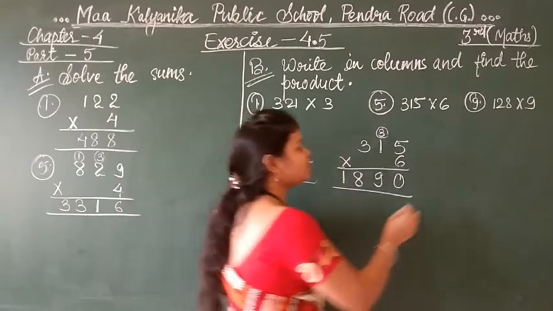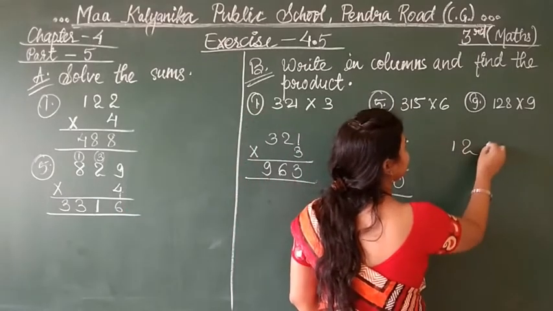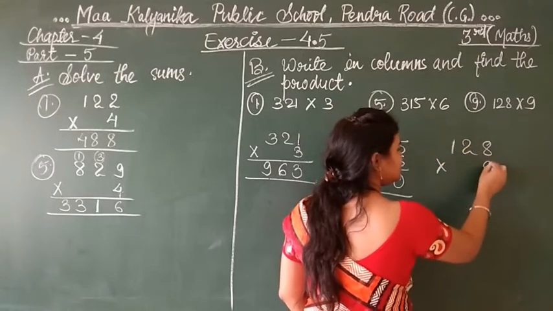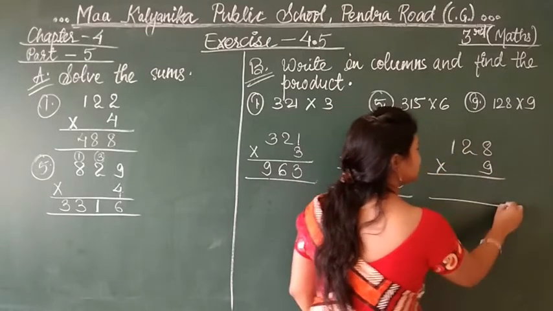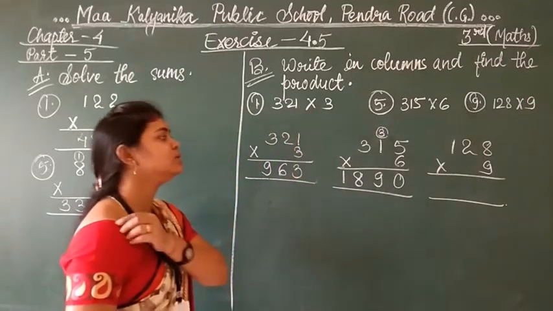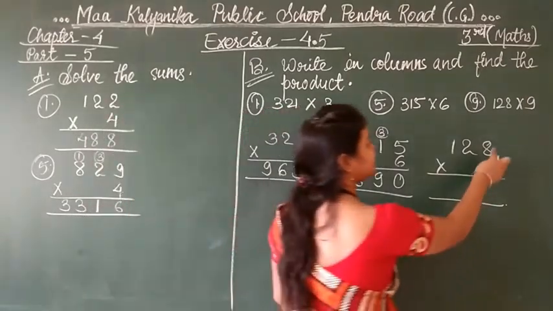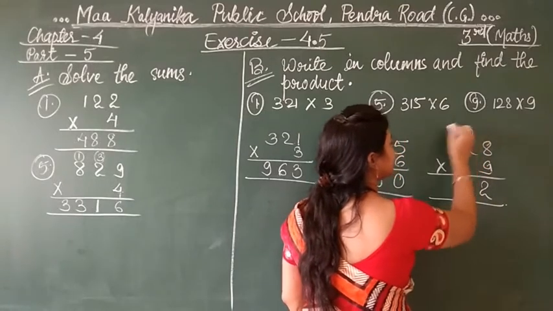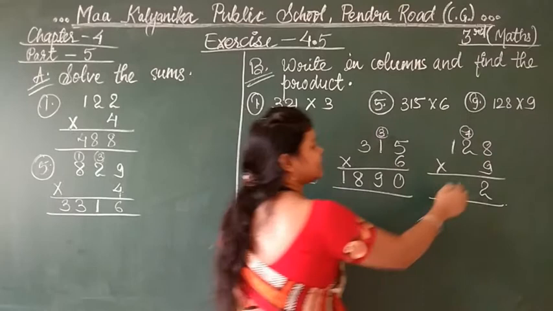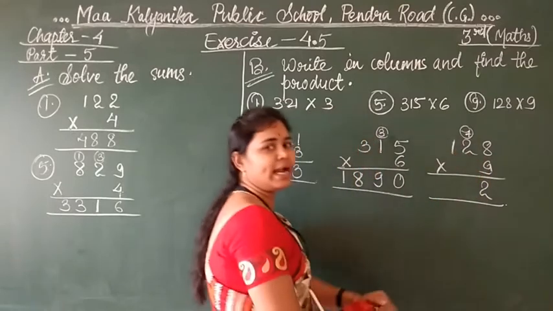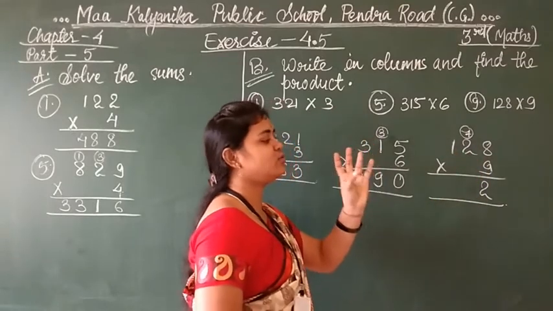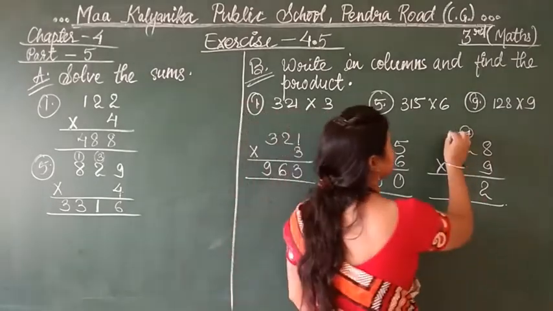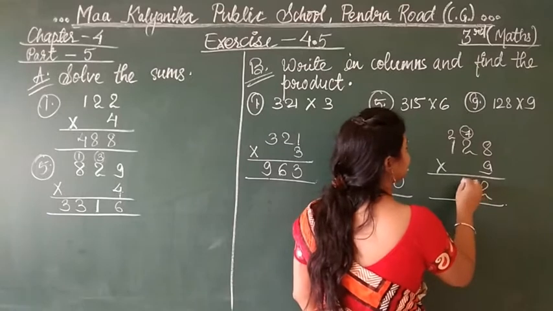One more I will solve for you. This is 128 multiplied by 9. This is the ninth question I am solving for you. 8 9s are 72, or 9 8s are 72. Then 9 2s are 18. 18 plus 7 is 25. So simply I am writing here 25.